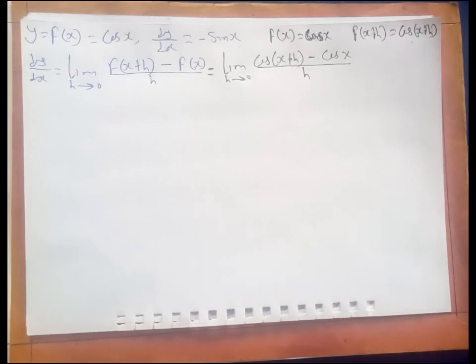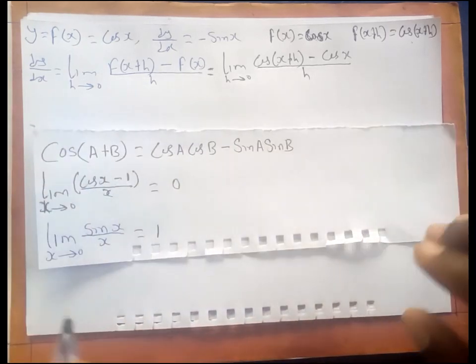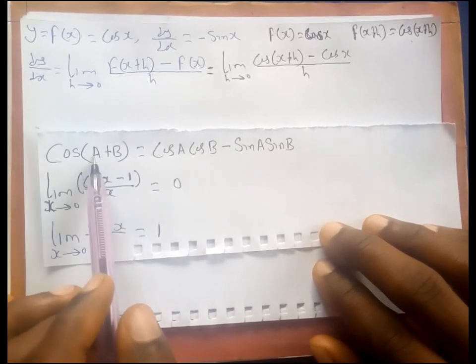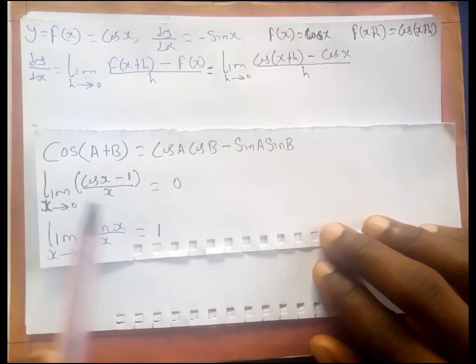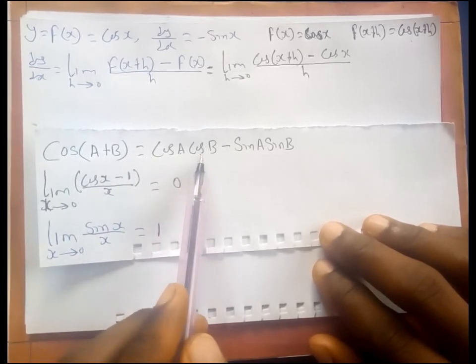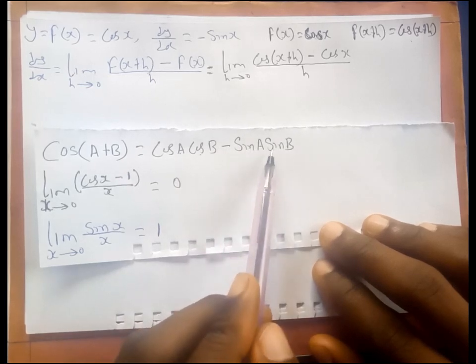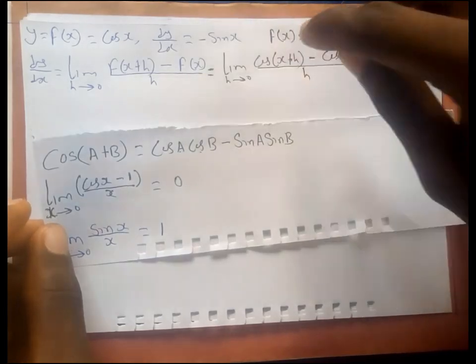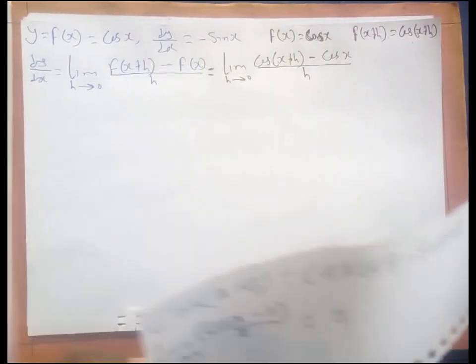Now at this point, to simplify this, we need to revise one of the trigonometric identities, typically the compound angle. This is the one we'll be considering using in this video. It says that the cosine of two different angles A plus B, typically their sum, is equal to the cosine of the first times cosine of the second minus the sine of the first times the sine of the second. So we can apply the identity to this.